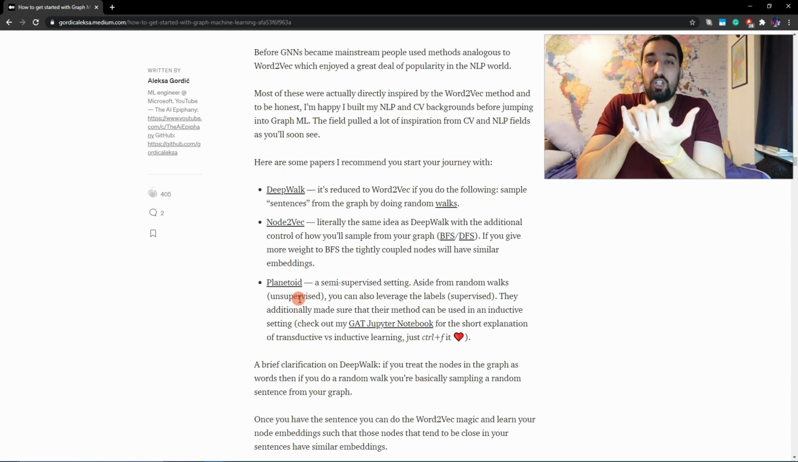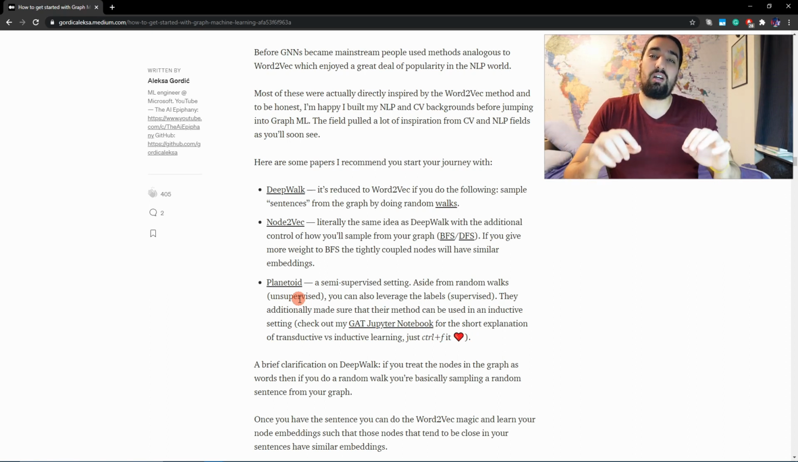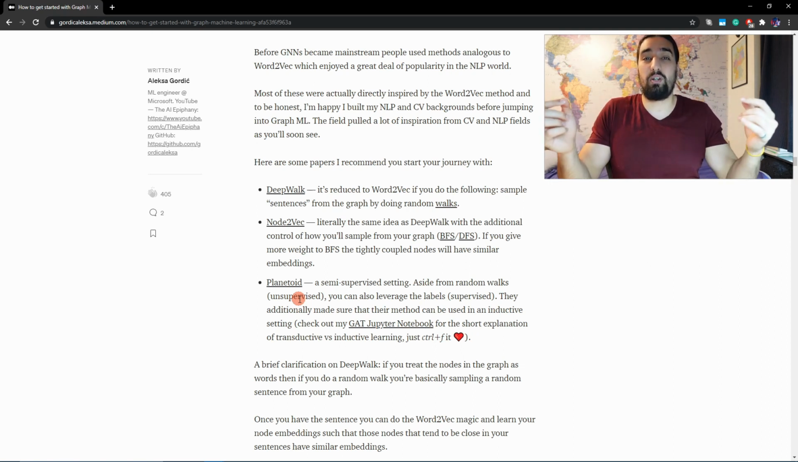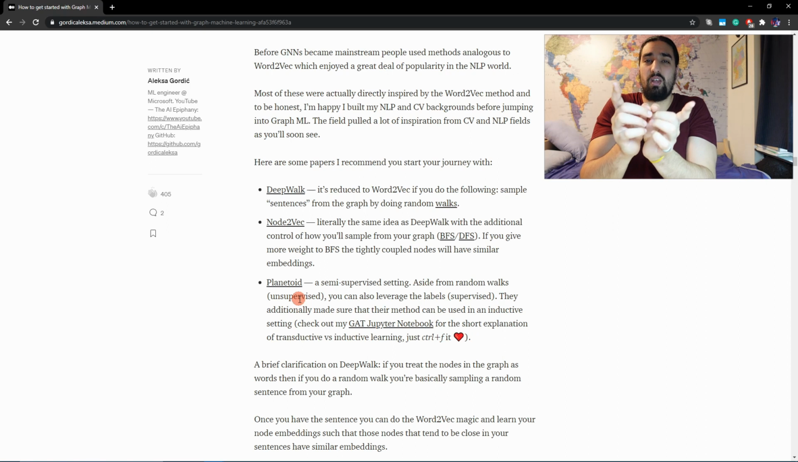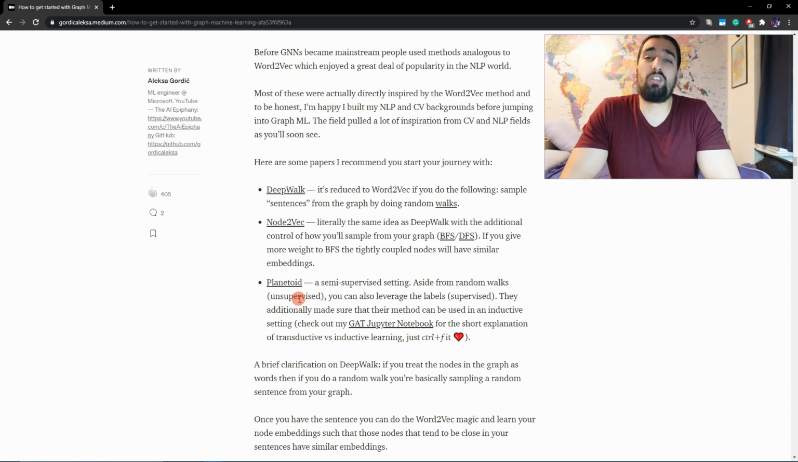You just want to make sure that the neighboring words have similar embeddings. So if they tend to be close in those sentences, you want to make the embeddings really close. And if some words never appear in the same sentence, you want to make their embeddings really different. So that's the main idea of all of these methods.